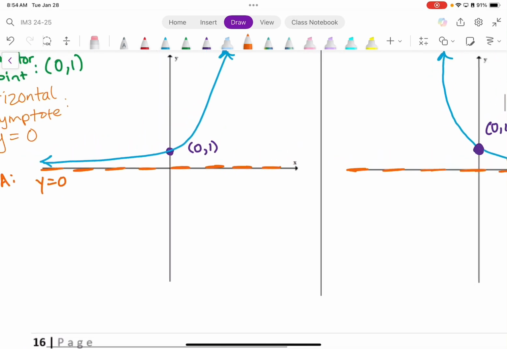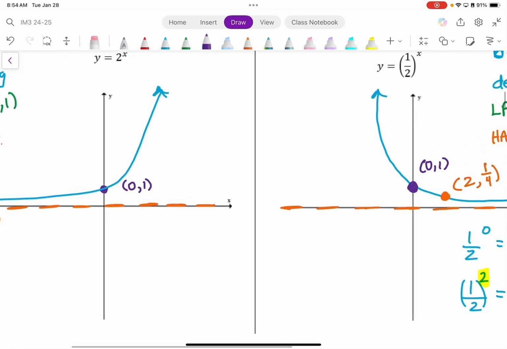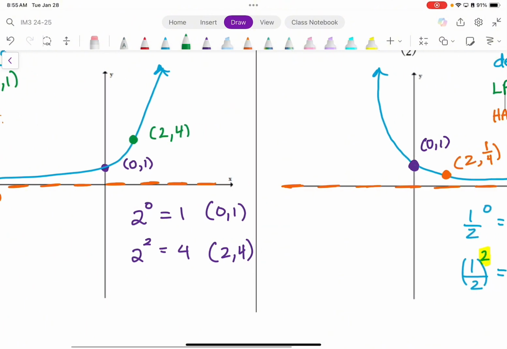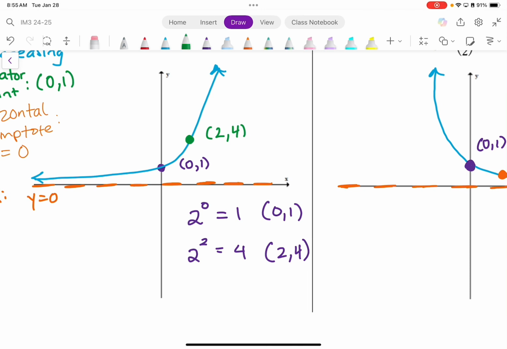All right. In this example, we had 2 to the x, so we had the following point, right? We said 2 to the 0 is 1. Well, let me do 2 squared. That's 4. So this would be a point 0, 1, and this would be a point 2, 4. And so I could make that second point over here, and I would just label it 2, 4. Once again, this second point is just confirming that it's going in this direction. That's why we're getting this increasing function.